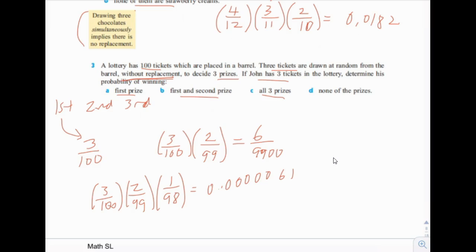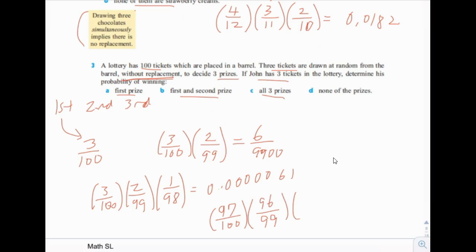Okay. Last of all, none of the prize. What's the probability he wins nothing? So in the first try, it would be 97 tickets that he would not win out of 100. On the second one, he still has 3 left in the barrel. There's only 99 tickets left in the barrel, so that would be 96 out of 99.